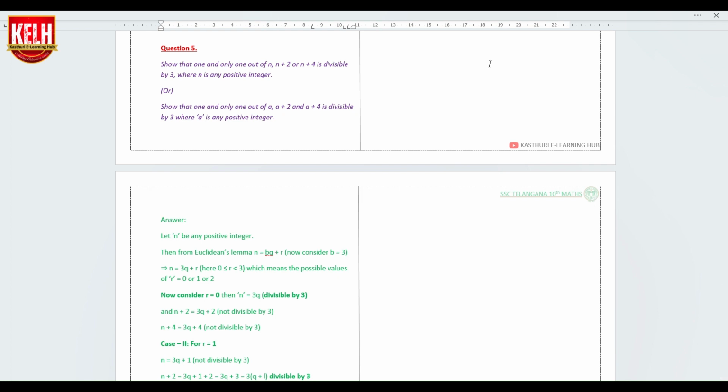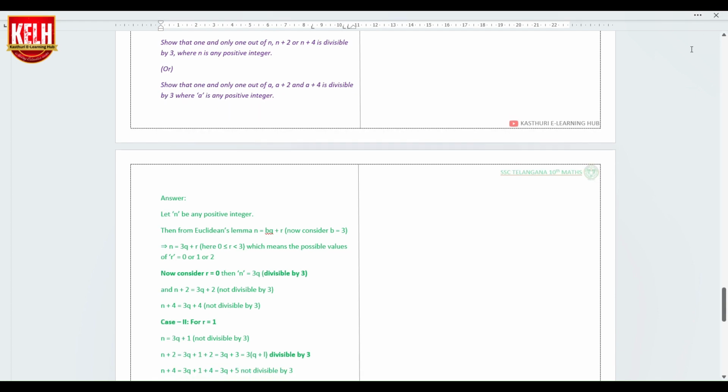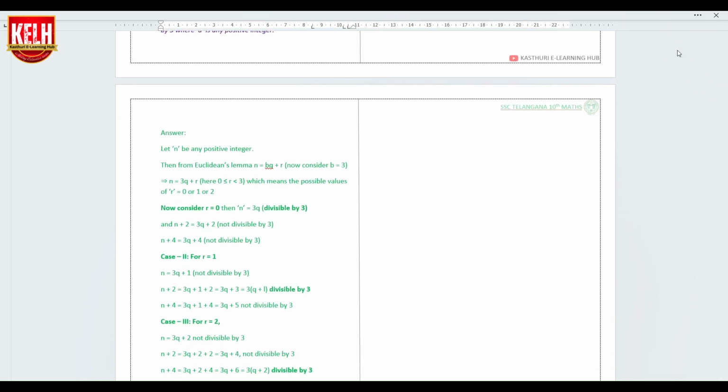Only one among these is divisible by 3, that we have to show. Or show that only one out of a, a plus 2, or a plus 4 is divisible by 3. So here only the variable has changed, the task is the same. So here we go with this.